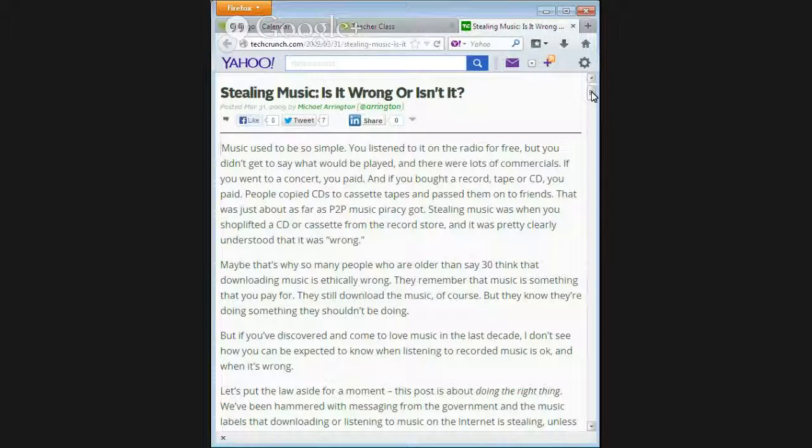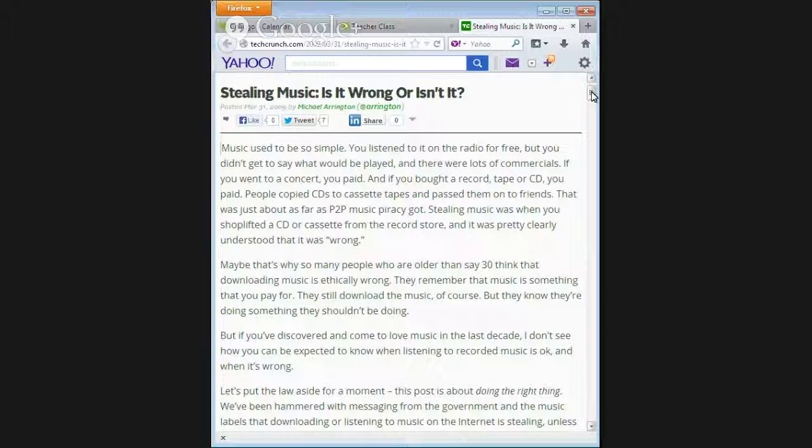People copied CDs to cassette tapes and passed them on to friends. That was just about as far as person-to-person music piracy got. Stealing music was when you shoplifted a CD or cassette from the record store, and it was pretty clearly understood that it was wrong. Maybe that's why so many people who are older than 30 think that downloading music is ethically wrong. They remember that music is something that you pay for. They still download the music, of course, but they know they're doing something they shouldn't be doing.